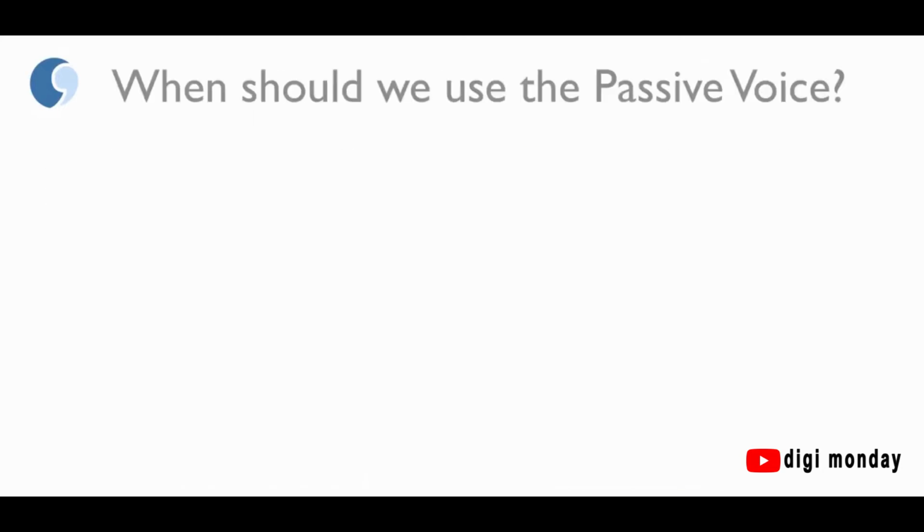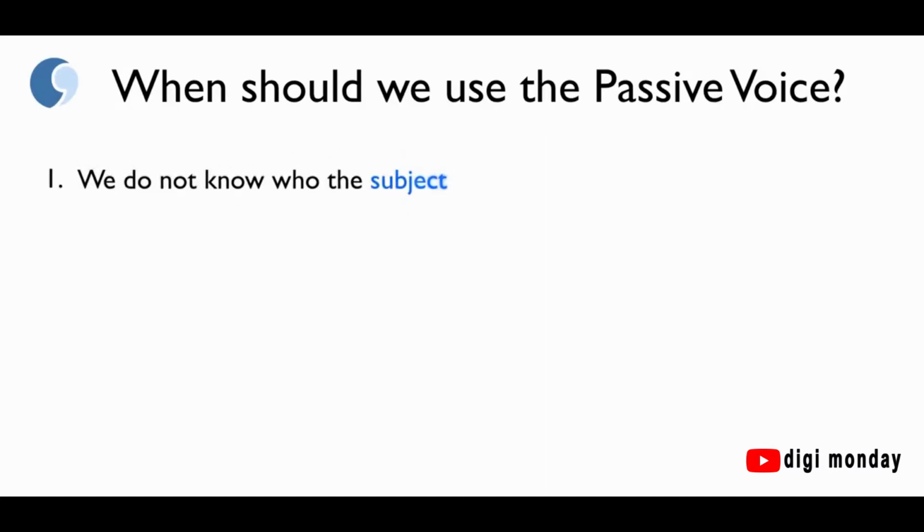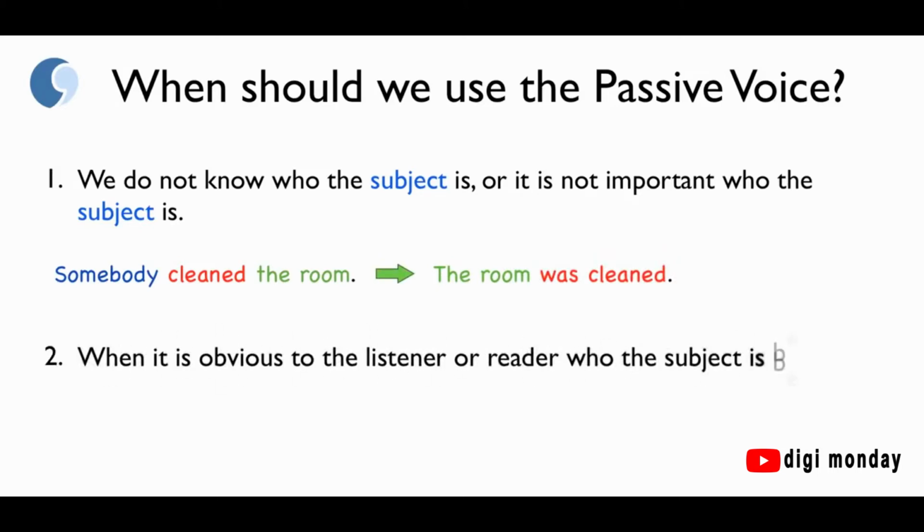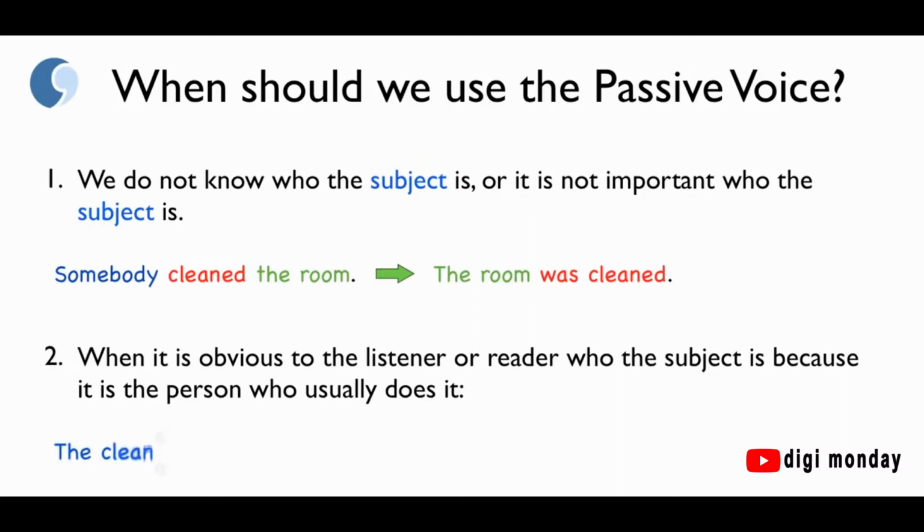Right, let's take a look at when we use the passive voice. There are two main cases. Firstly, we do not know who the subject is, or it is not important who the subject is. For example, somebody cleaned the room. The room was cleaned. Or when it is obvious to the listener or reader who the subject is, because it's the person who usually does it. Example, the cleaner cleaned the room. The room was cleaned.